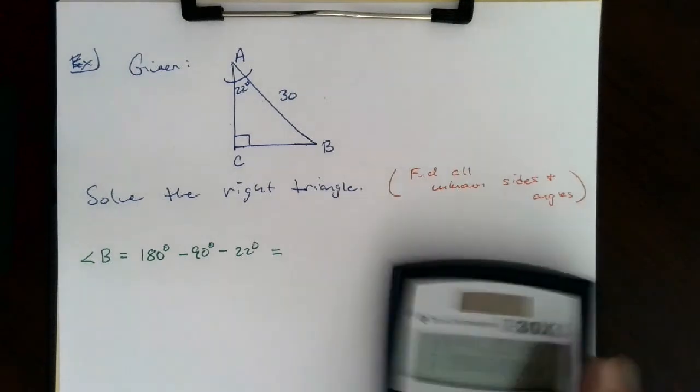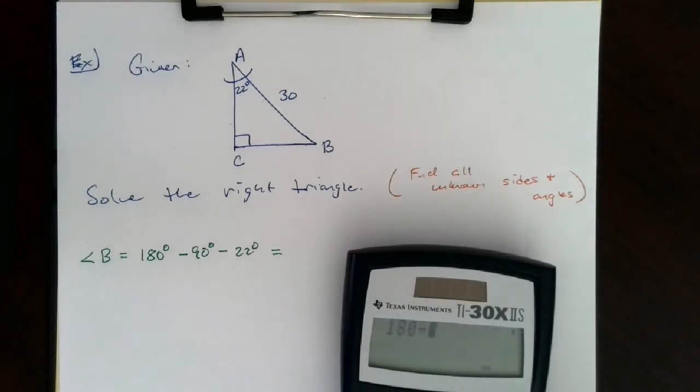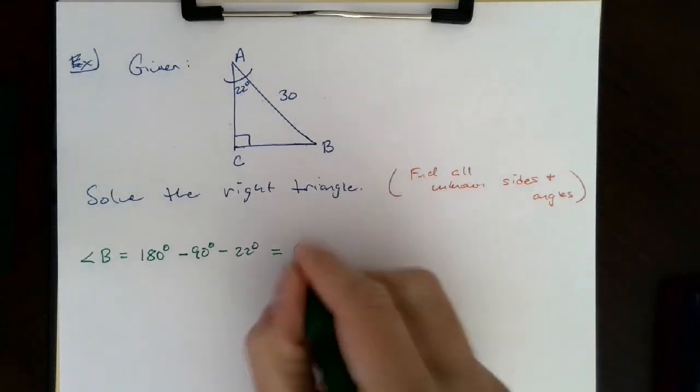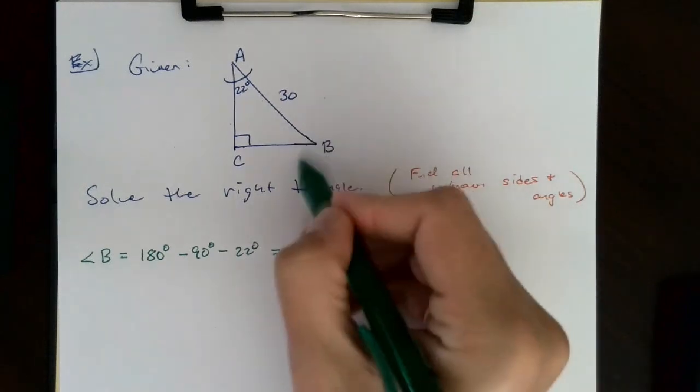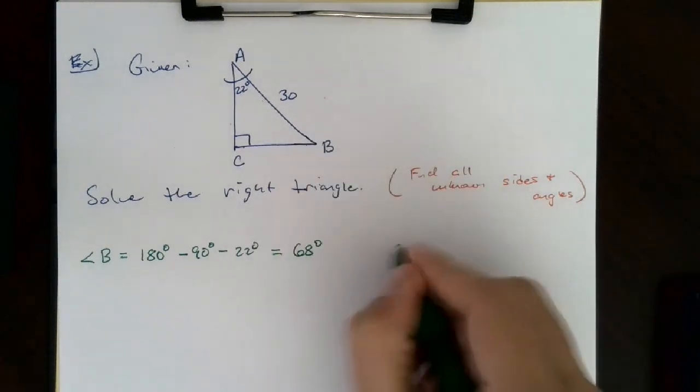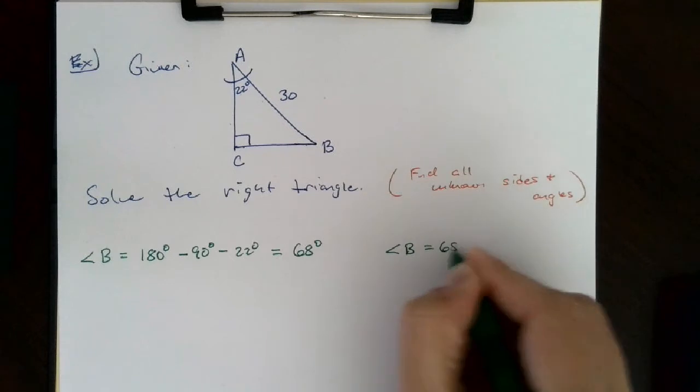And that'll give us, if you do it, 180 minus 90. We know that's 90, minus 22. Oh, we got 68, so this equals 68 degrees. So I know angle B now is 68 degrees. I found it. So angle B equals 68 degrees.